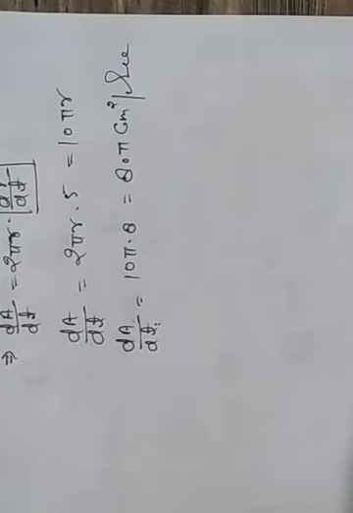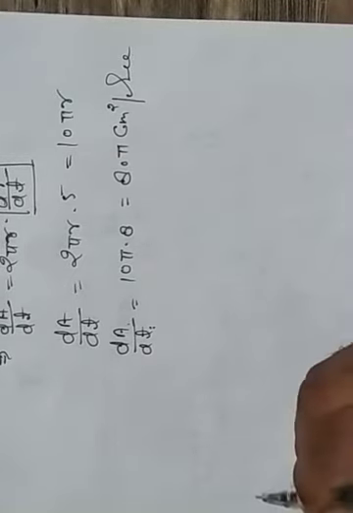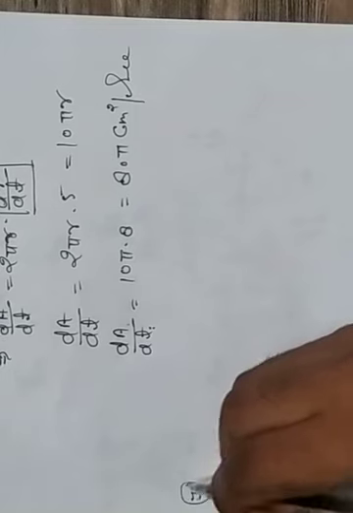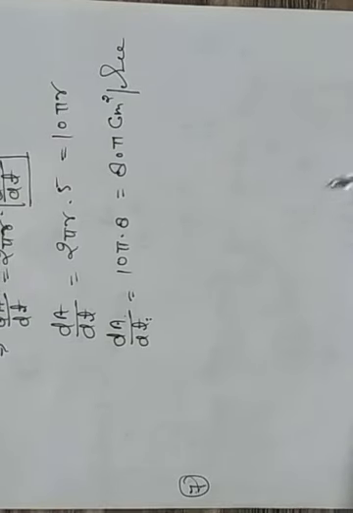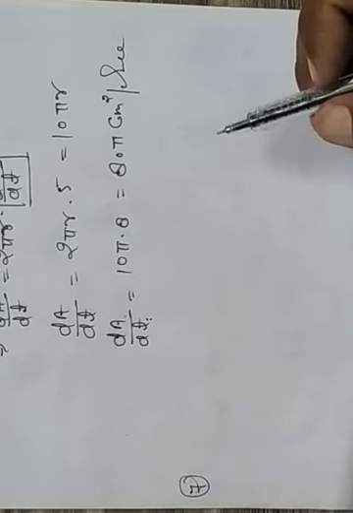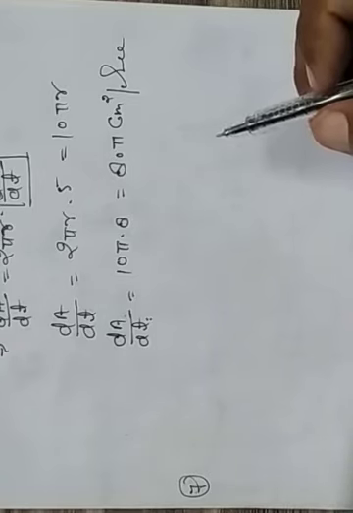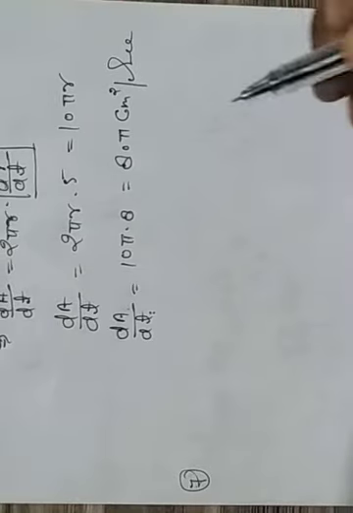Now see the next question. Try to solve question number 6. Next question is question number 7. The length x of a rectangle is decreasing at the rate of 5 centimeter per minute, and width y is increasing at the rate of 4 centimeter per minute, when x is equal to 8 and y is equal to 6 centimeter. Find the rate of change of perimeter and area of the rectangle.